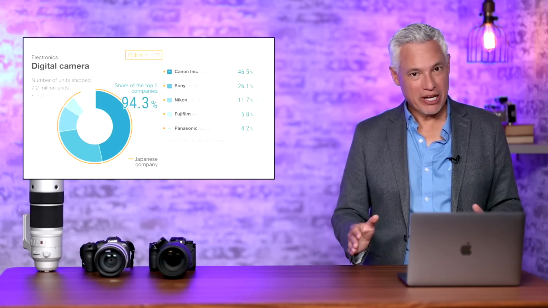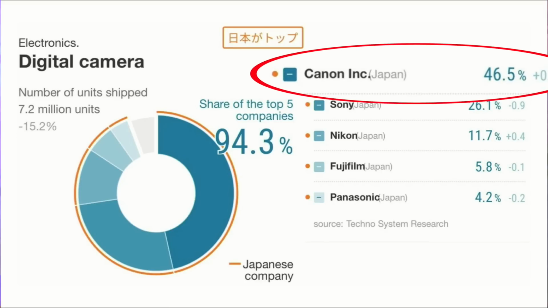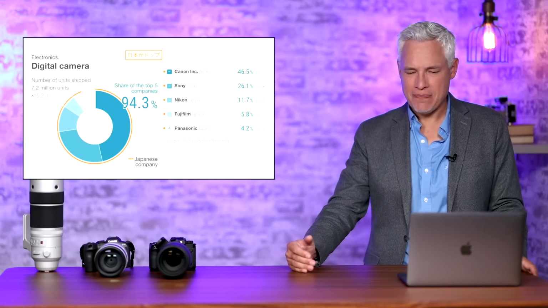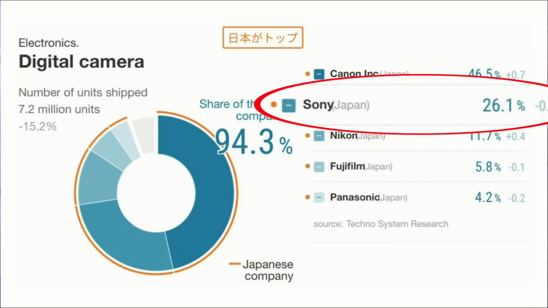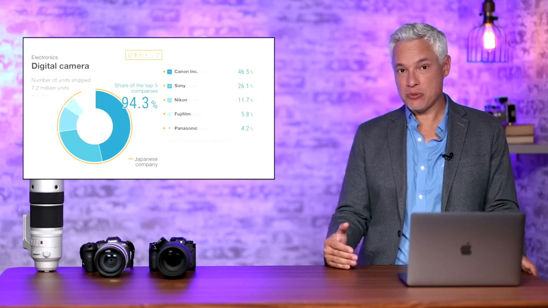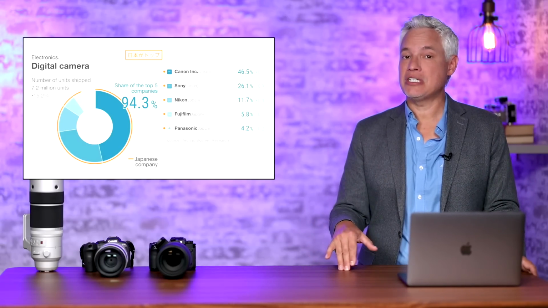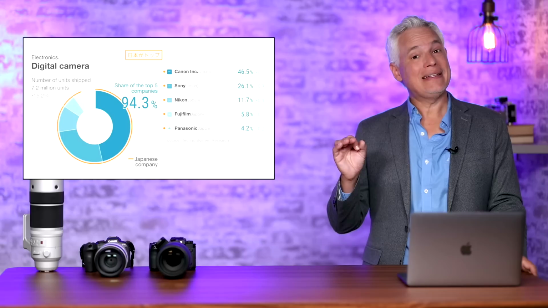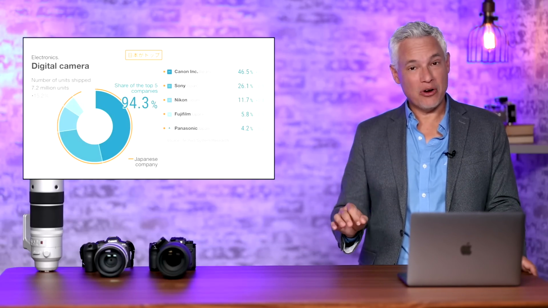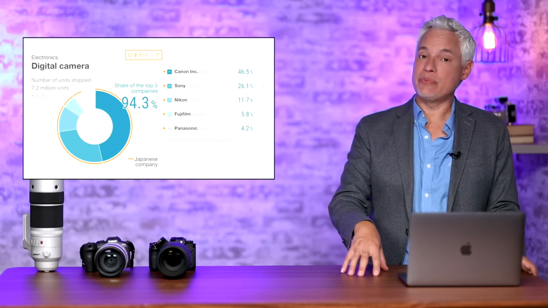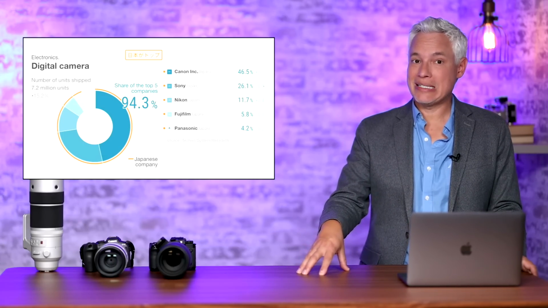And in a big first place is Canon with 46.5% and gaining slightly, gaining 0.7 points over the past. Sony is at 26.1%, and they lost almost a full percentage point, mostly to Canon, but also to Nikon, pulling up in third at 11.7%. Now, that's a pretty distant third. One out of nine cameras is sold by Nikon.